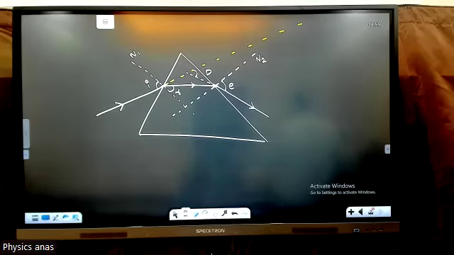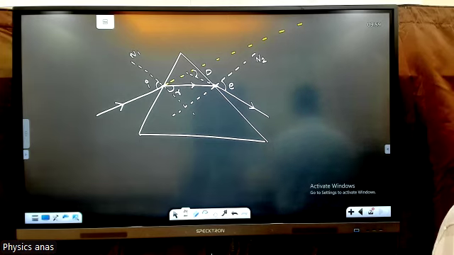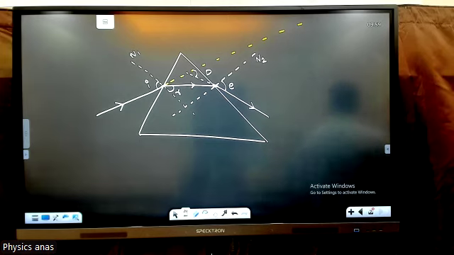Spectrum of light. Then there are 7 fundamental component colors. You can start from violet and end at red, or you can start from red and end at violet. That is VIBGYOR. Did you study that? VIBGYOR: violet, indigo, blue, green, yellow, orange, and red.